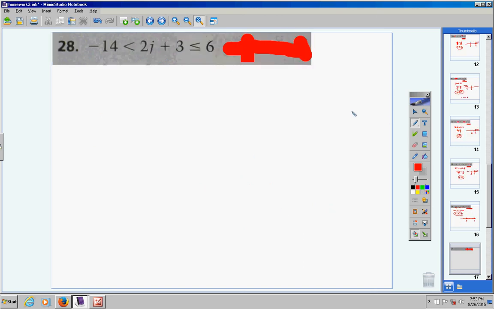Okay, number 28, another conjunction. Alright, my goal is to get j all by itself in the middle, so I must get rid of the 2, and I must get rid of the 3. Well, first we're going to get rid of the 3, so we're going to move the 3 out here and make it a negative 3. So negative 14, negative 3, and I'm left with 2j in the middle. And then out here, positive 6, negative 3. So let's simplify. You owe me 14, you owe me 3 more, that's negative 17. On the right side, you have $6, you pay off a $3 debt, and you're left with 3.